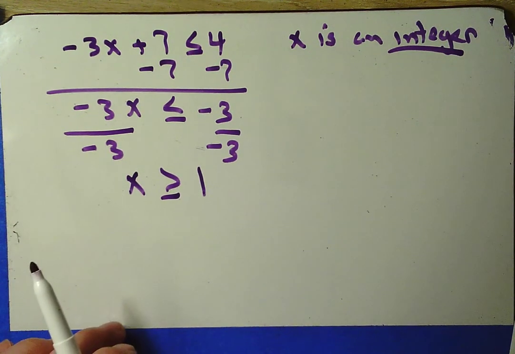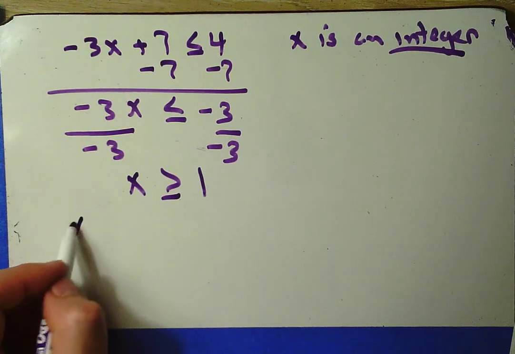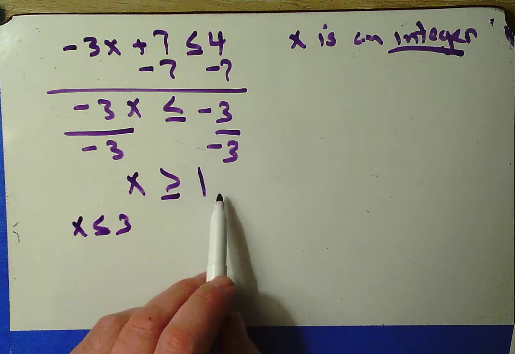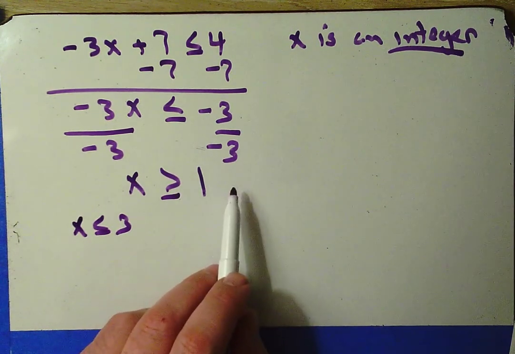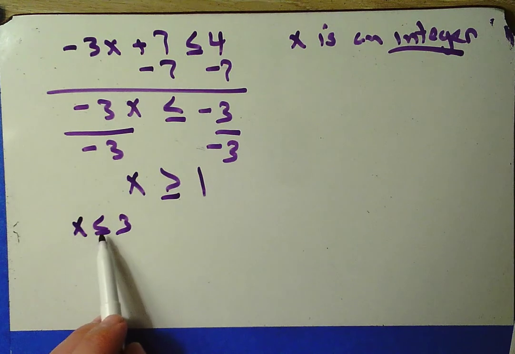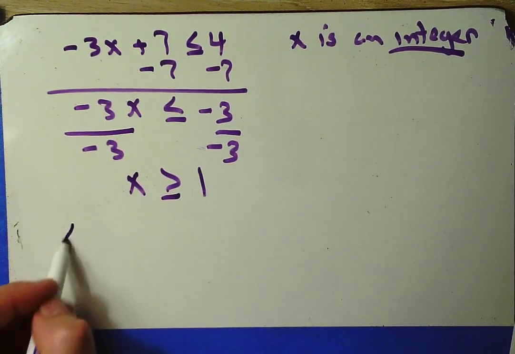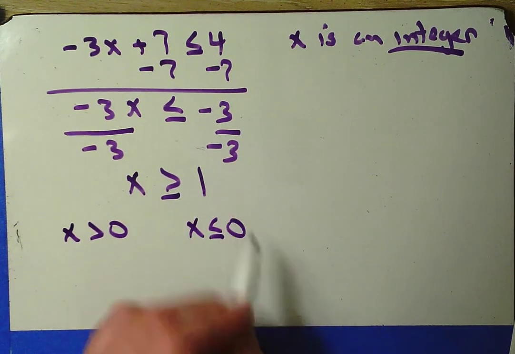All right, so we've got F, J, and K. Well, K says x has to be less than or equal to 3. And we know x has to be greater than or equal to 1. So 5 and 7 and 8 can be numbers, but they wouldn't be numbers in this. So I'm down to 2 choices. I'm down to x is greater than 0, or x is less than or equal to 0.